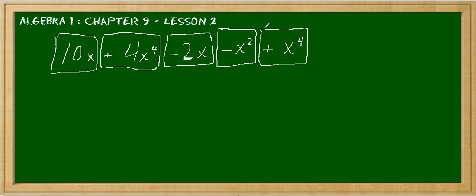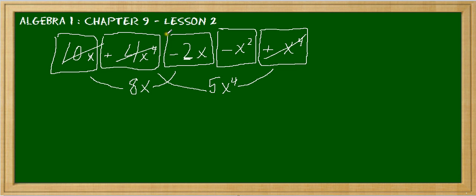We have 10x and negative 2x. You can see where they combine these two, and they get 8x out of these two, right? So we have positive 10x and negative 2. You should be able to do this very quickly in your head. You've had a lot of practice with this. Now we also have a positive 4x to the fourth, and we have just 1x to the fourth, or x to the fourth, and that would give me a 5x to the fourth power, right? So we've eliminated this, and this, and this, and this.